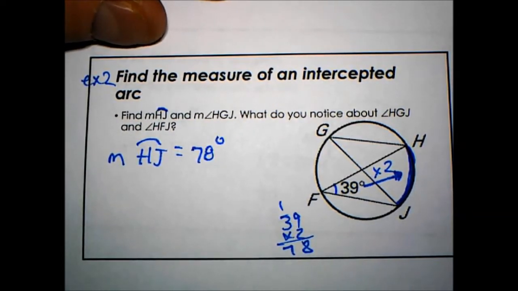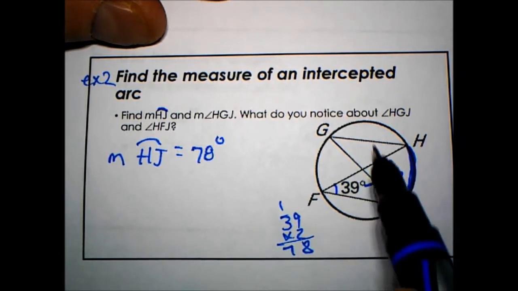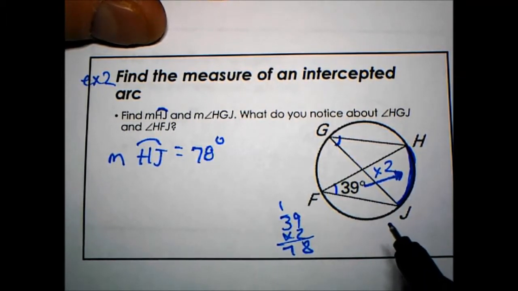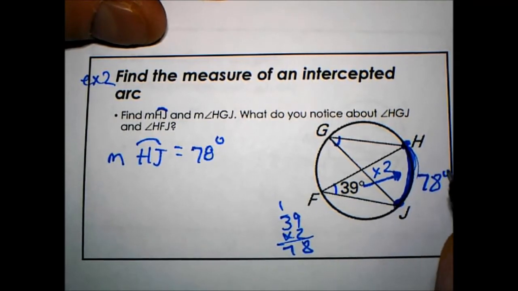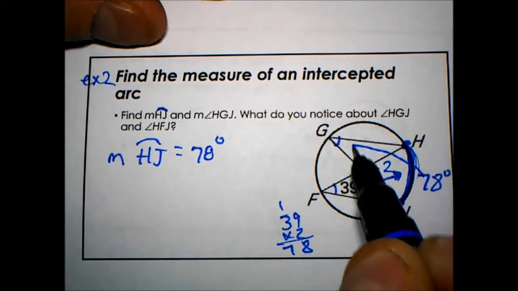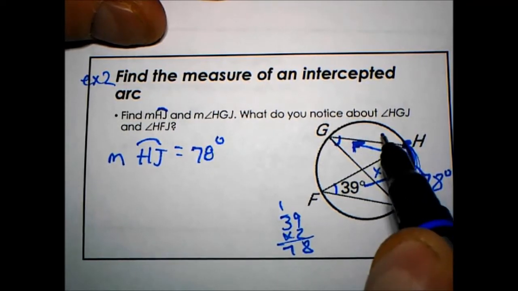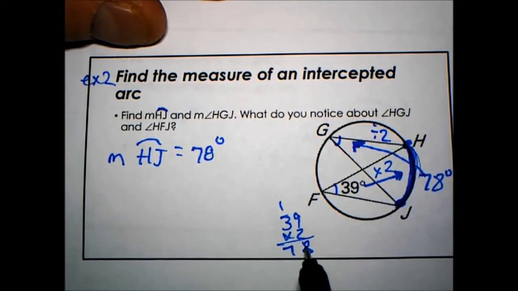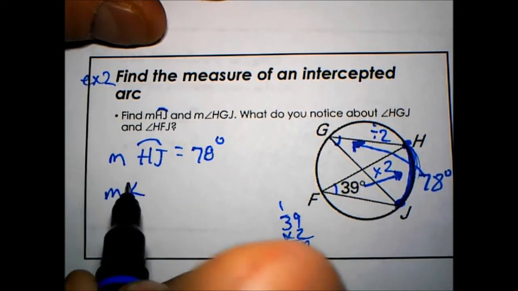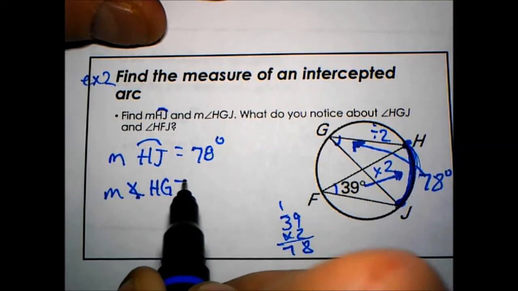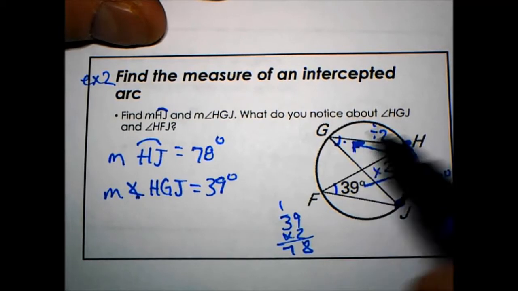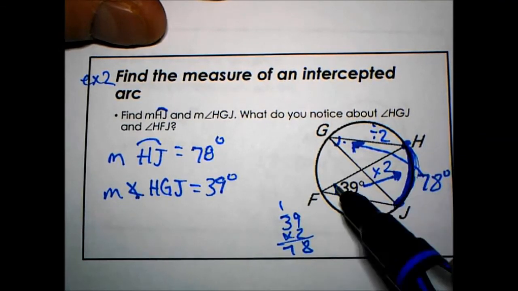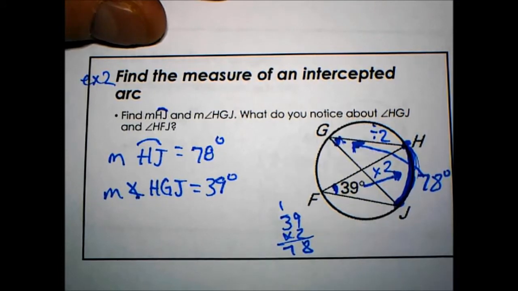And then it wants you to find the measure of angle HGJ, which is that little angle here. Notice the ends of this angle are J and H, so that intercepted arc once again, which was 78 degrees, going all the way back to G, is going to be divided by 2. If I divide by 2, then I'm going right back to where I was, so the measure of angle HGJ will be 39 degrees. So notice that when they have the same intercepted arcs, the inscribed angles will be congruent to each other.